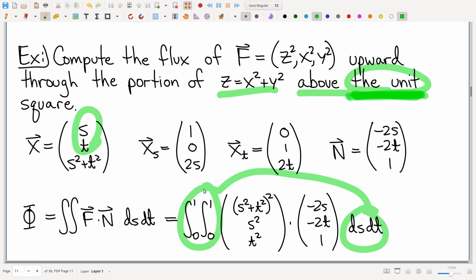Okay, and then plug and chug, right? And it's just an iterated integral, dot product and an iterated integral from there. It's all polynomials. This is an easy one. Okay. All right.